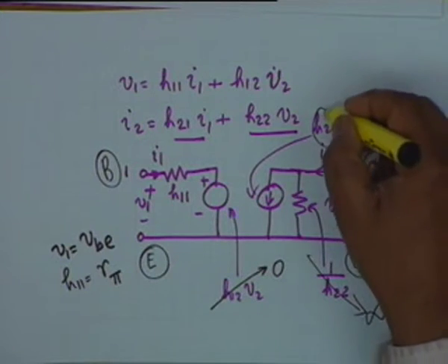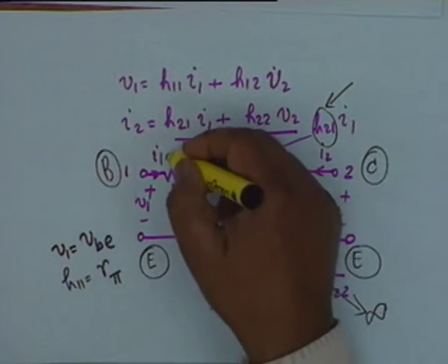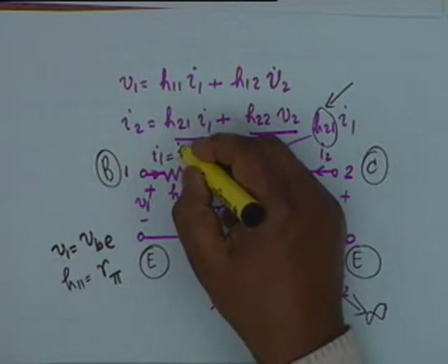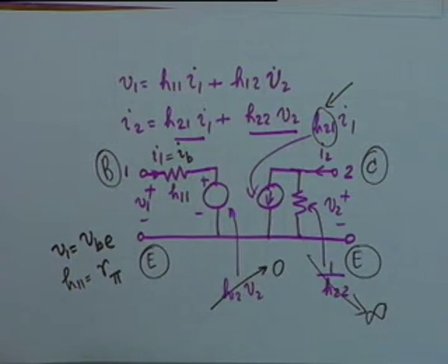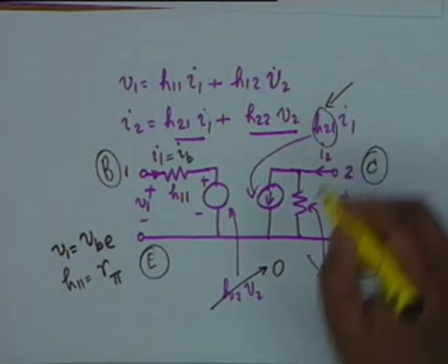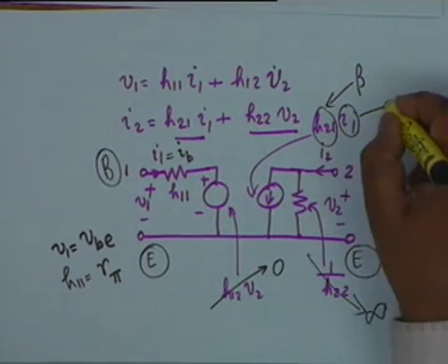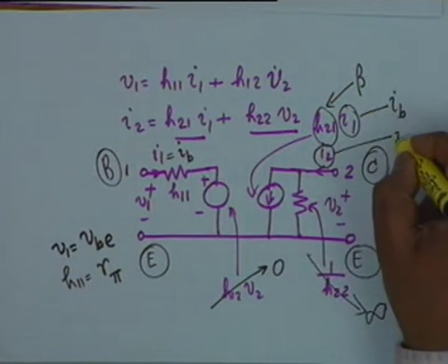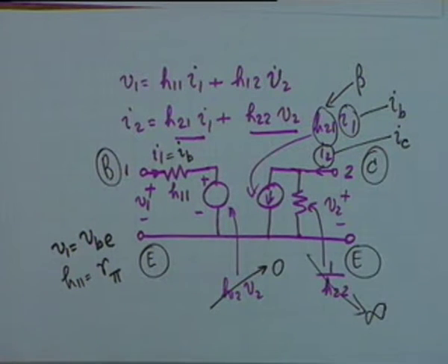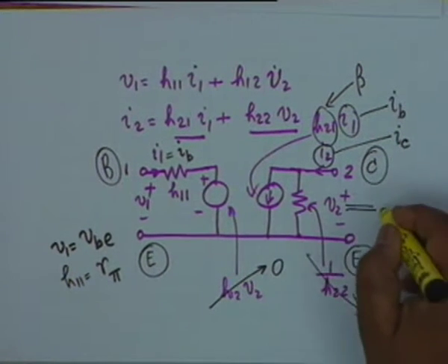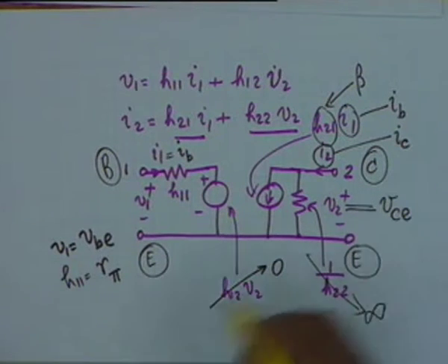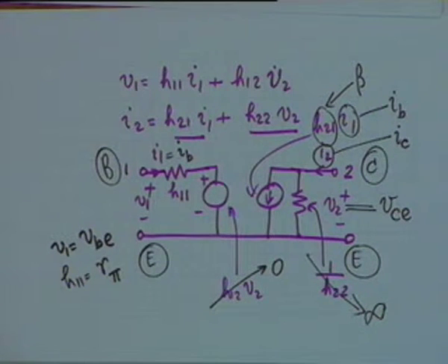And H21, you can recognize what H21 is. What is I1? I1 is simply IB, the base current, and then what is H21? It must be beta. H21 is beta, I1 is IB and I2 is I sub small c, the collector current, and V2 shall then be equal to VCE, all right. With these simplifications, therefore, we get a simplified equivalent circuit of the common emitter transistor.